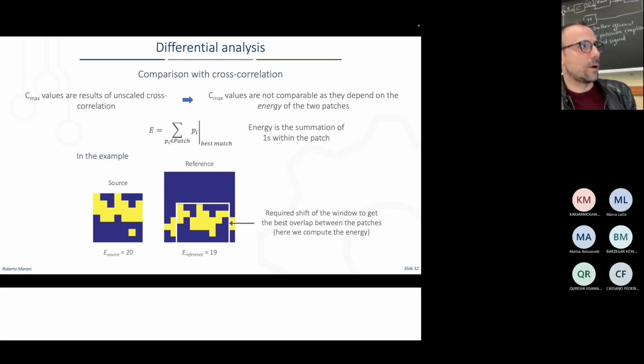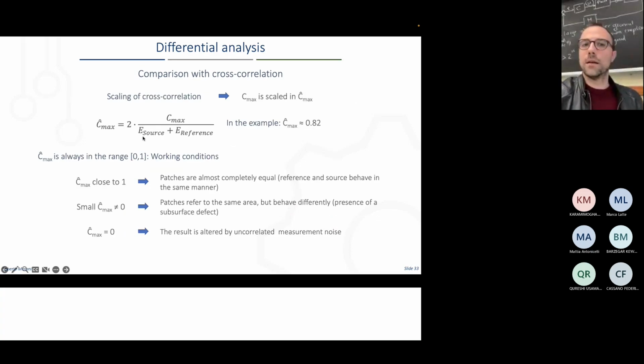So this is the required shift to get the best superposition, and then we can normalize easily by dividing the maximum by the summation of the energies and then multiply it by 2 just to make everything between 0 and 1. So this means that if this normalized maximum cross-correlation is close to 1, the patches are, let's say, similar. And this is a measure of similarity between the two patches.